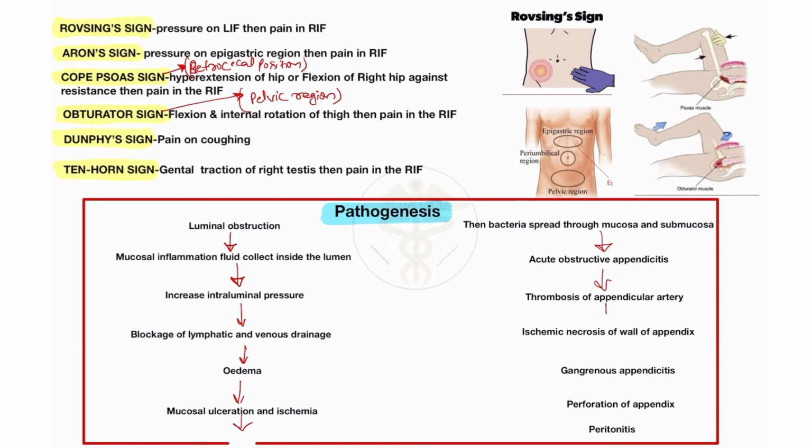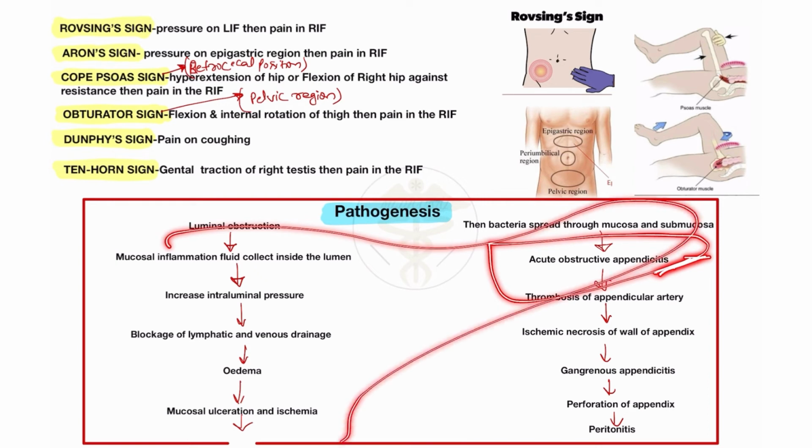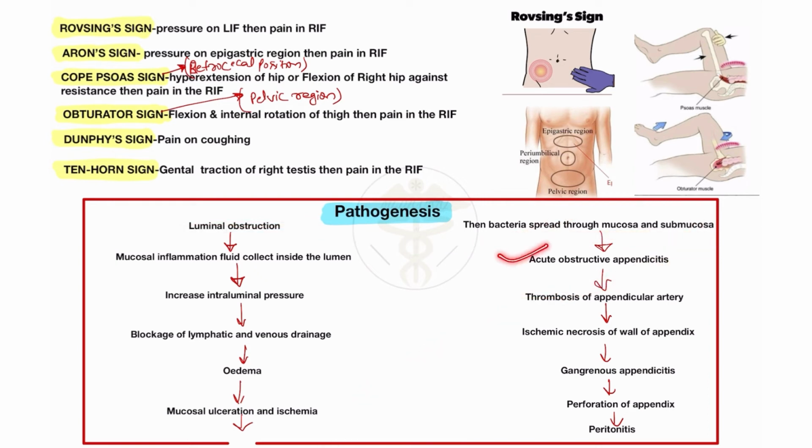This causes the acute obstruction of the appendix. So acute obstruction of the appendix, this is the pathway of pathogenesis of acute appendicitis.